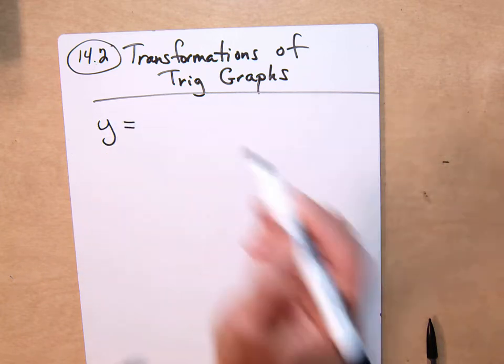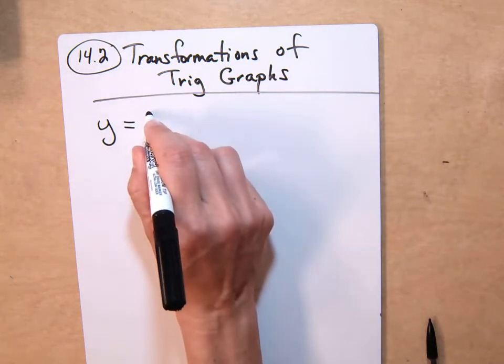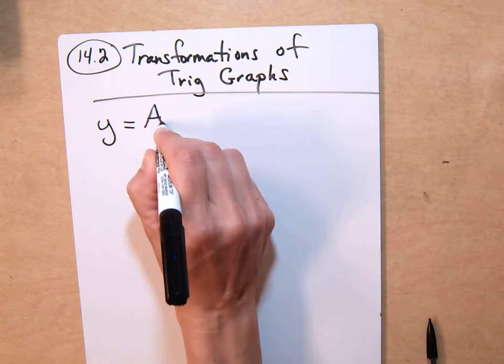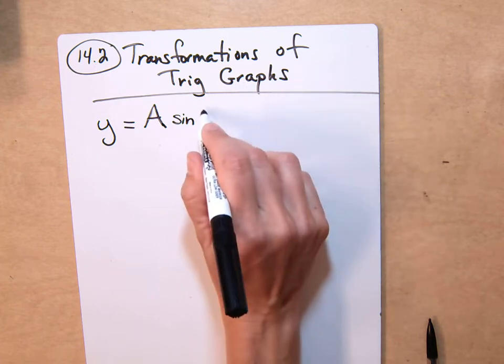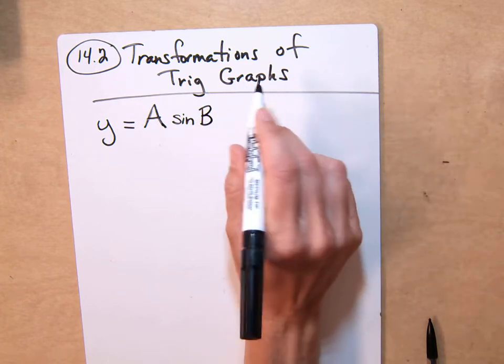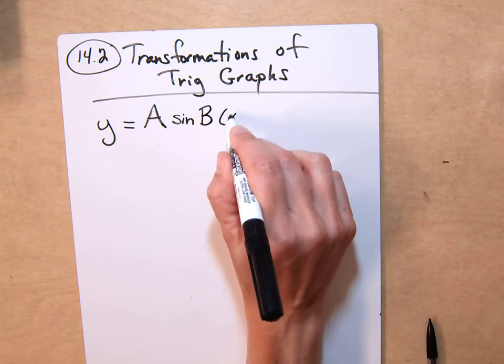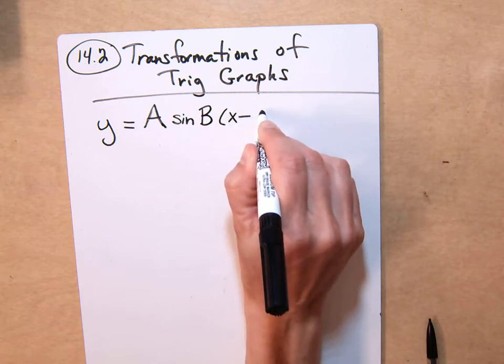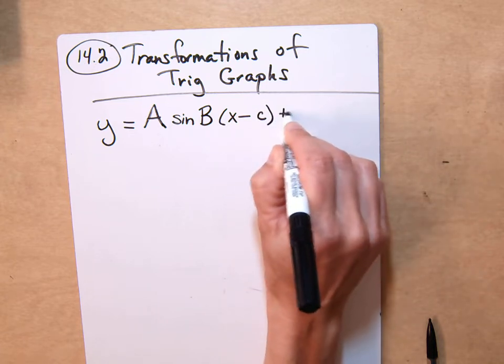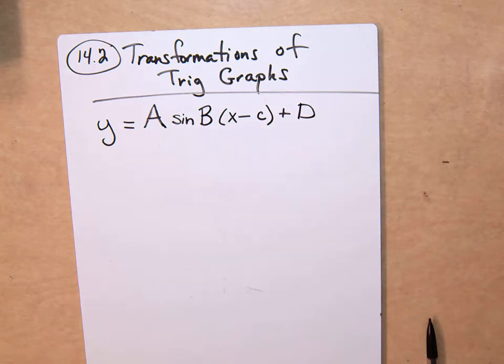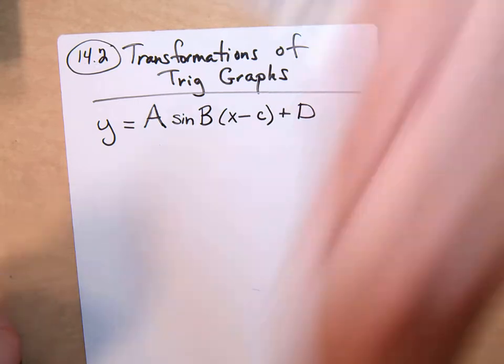And here it is. Here's your master formula for everything. Everything fits in this form. Y equals A sine B, which is the second kind of transformation, times X minus C, which is another kind of transformation, plus D, which is the fourth option. And so let me describe A, B, C, and D, and then we'll have everything, and then we just look at one thing at a time.